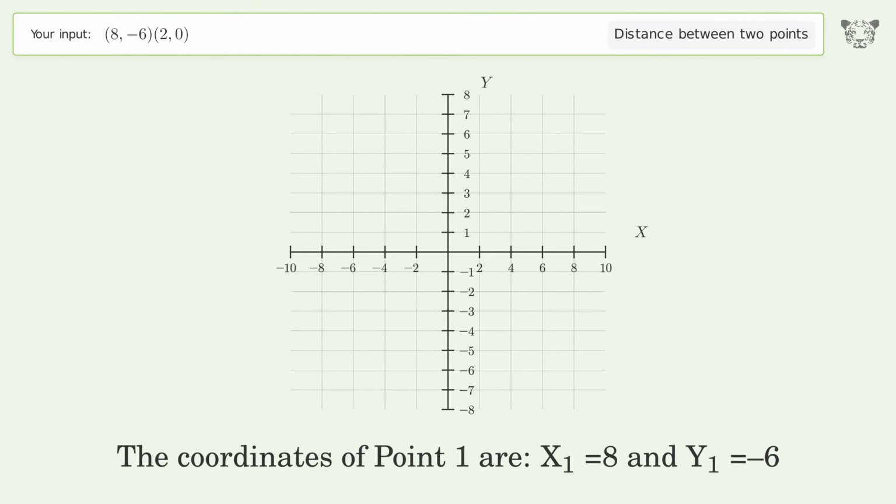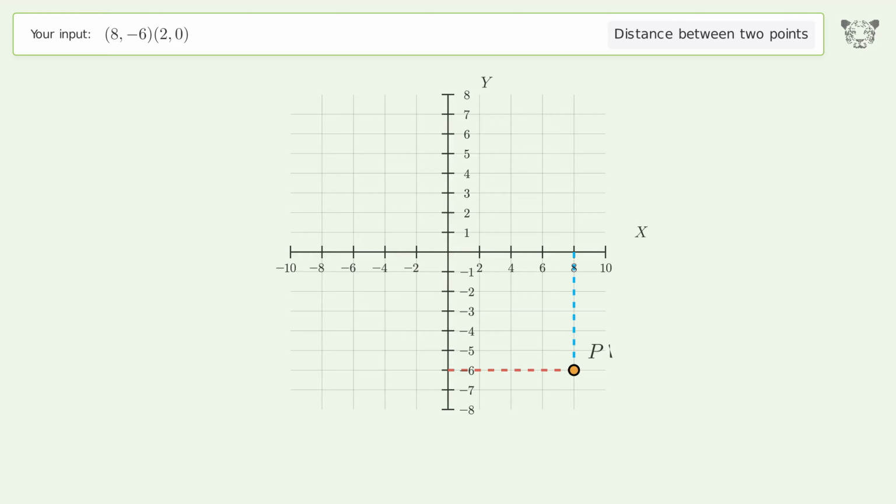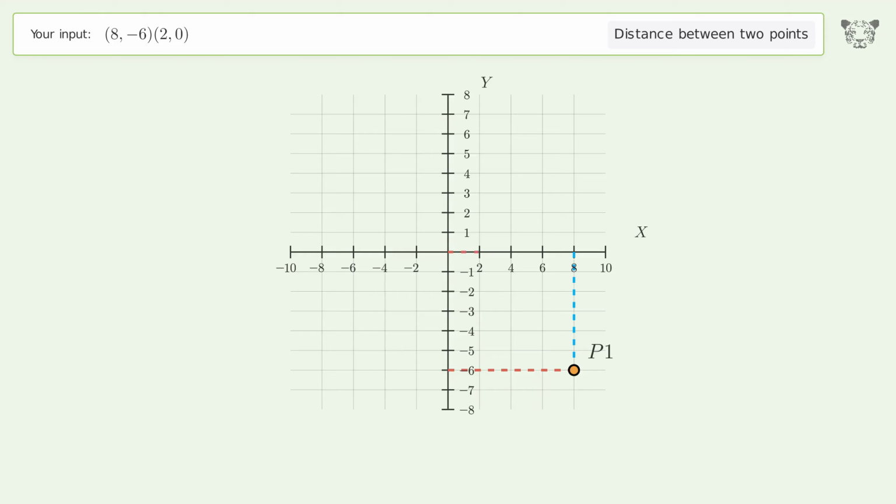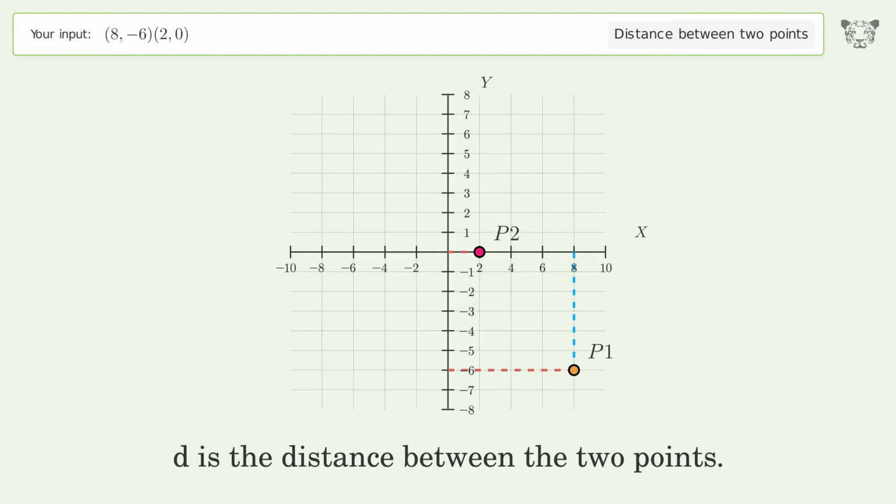The coordinates of point 1 are x1 equals 8 and y1 equals -6. The coordinates of point 2 are x2 equals 2 and y2 equals 0. D is the distance between the 2 points.